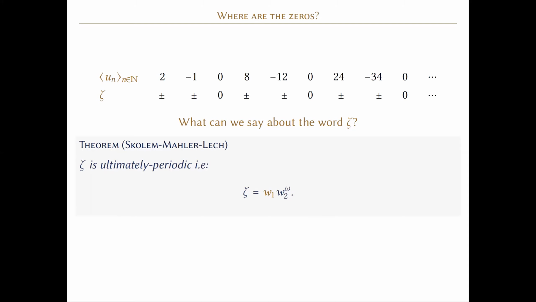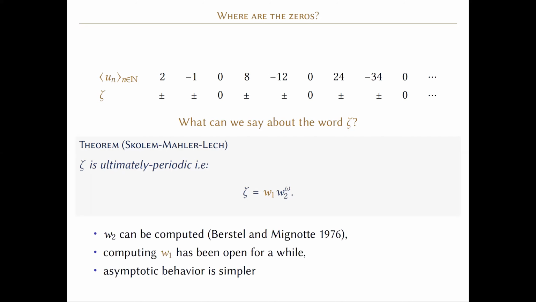But this pattern is not known to be effectively computable. So we can compute W2, which determines the asymptotic behavior of the sign pattern, but computing W1 is open, and this is known as Skolem's problem. So this example shows us something that keeps coming up, that analyzing the asymptotic behavior of linear recurrence sequences is often much simpler than analyzing the general behavior.